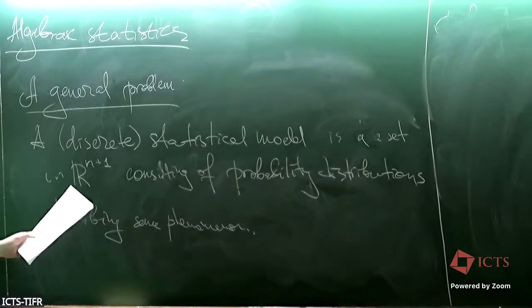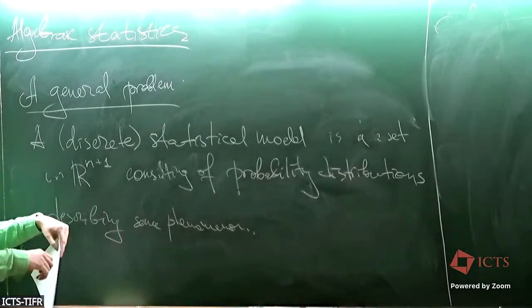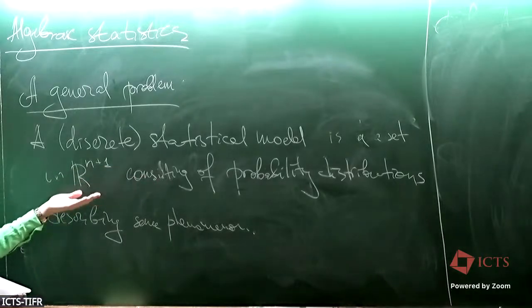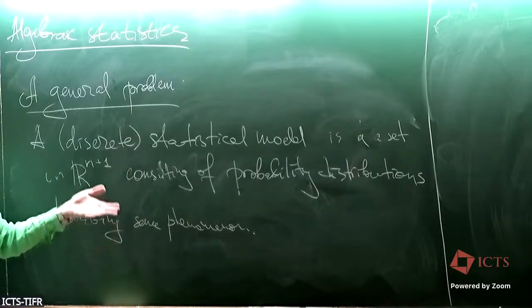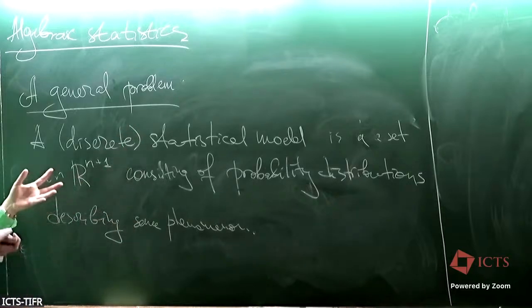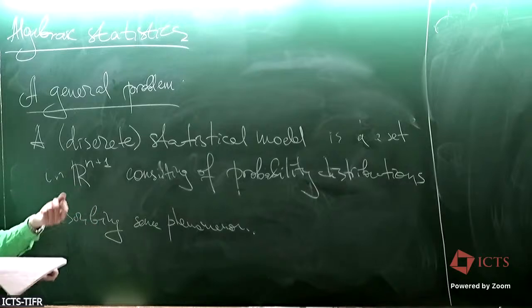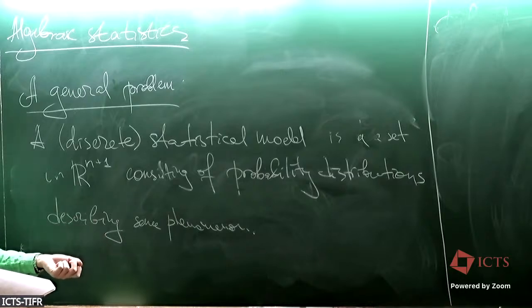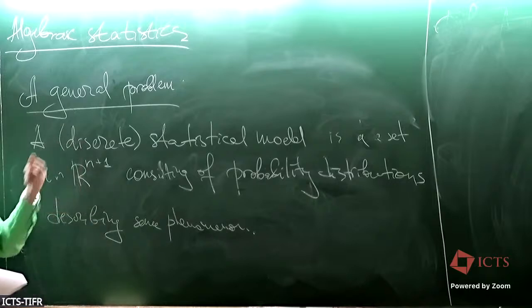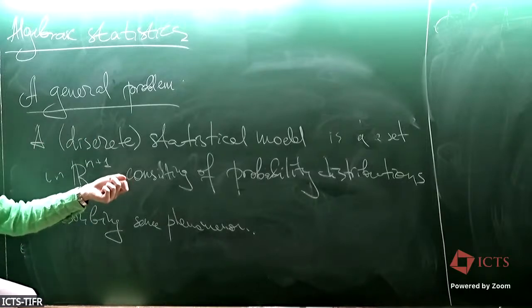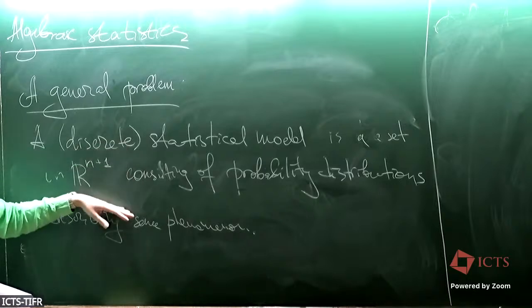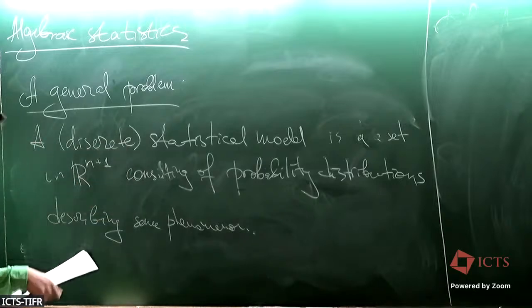Okay, and then a discrete statistical model is just, so every probability distribution is a vector of numbers, it's a point in Rn plus 1. We just take some set of probability distributions and say this is our model. In real life, this means that we conduct some experiment and we want to understand what are the parameters that define our setup. And those parameters also define probability distributions, and we observe some probability distribution and we want to understand which one of those theoretically possible ones we actually have in our experimental setup.